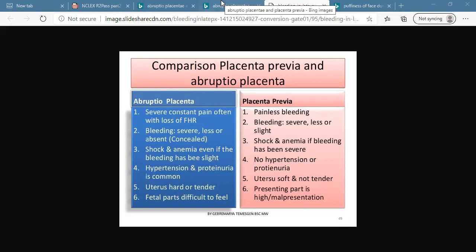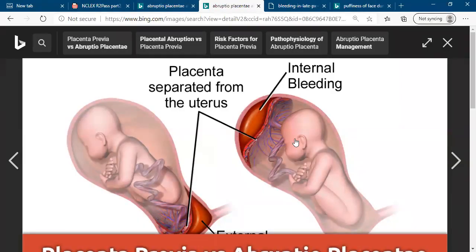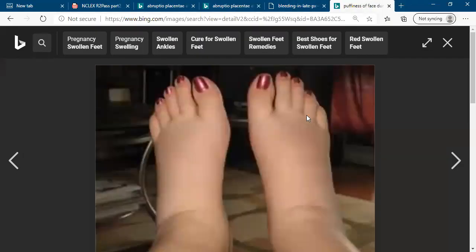So here I said both cases cause sudden vaginal bleeding, and this is a danger sign, and the mother has to contact the healthcare provider immediately. Another danger sign is puffiness in the face or swelling of the hand and foot, right? So swelling in the foot or puffiness of the face is also a danger sign of pregnancy.